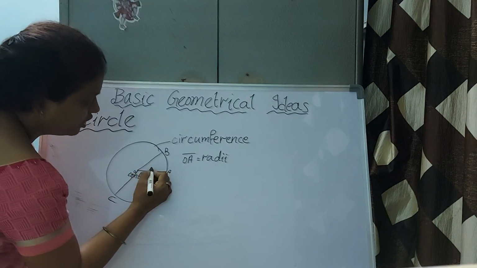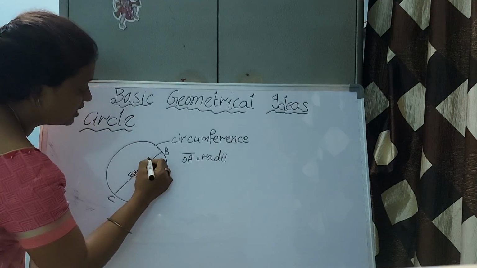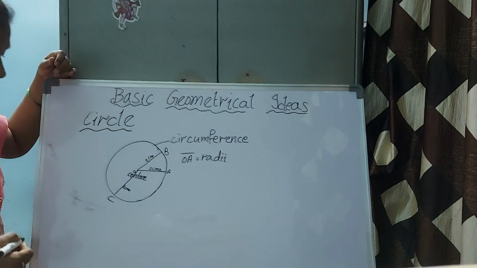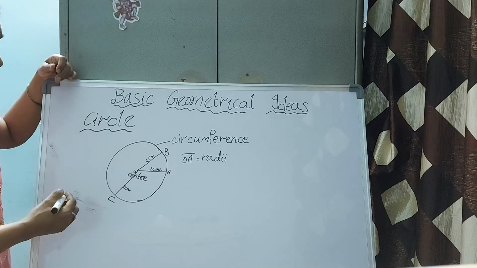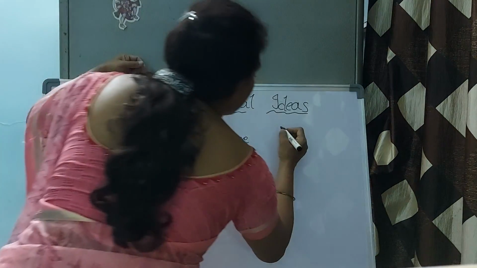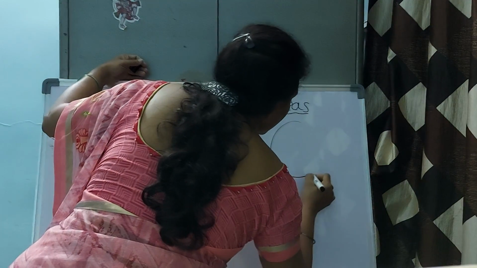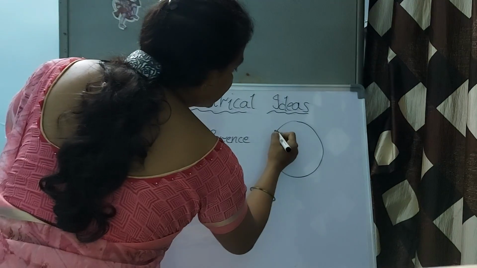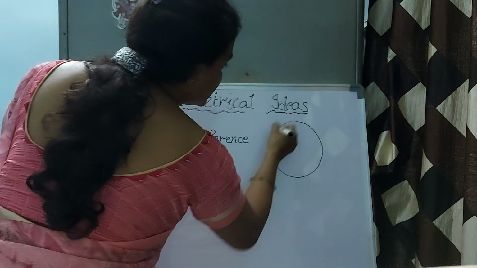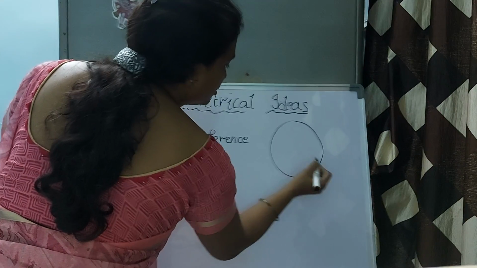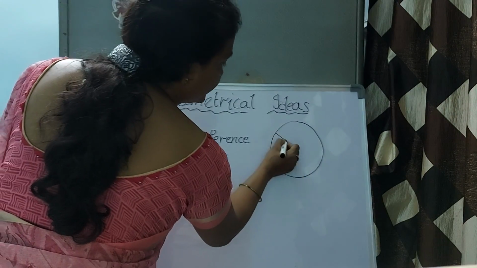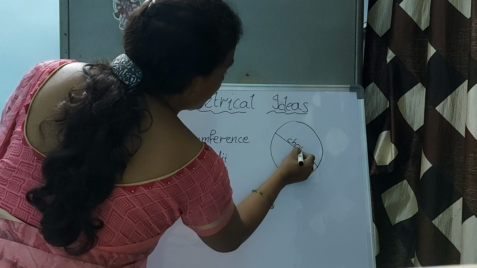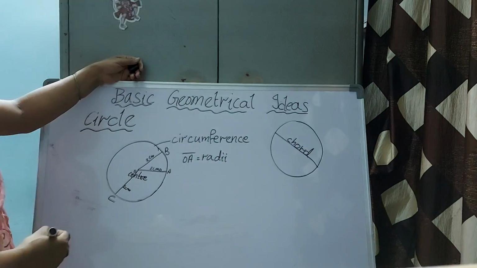For example, 2 centimeters. If this is 2 centimeters, this one is also 2, and this is also 2 centimeters. That is the radius. Now, if you join any 2 points on the circumference of this circle with a line segment, we call it a chord.